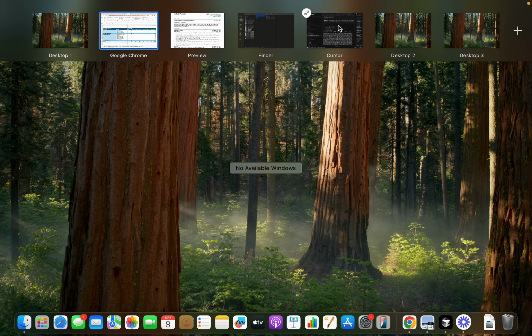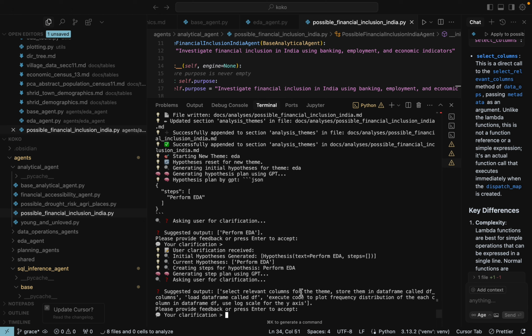It has taken that and given it to the GPT API, and given us a short plan. Let's simply perform EDA, and we confirm that it is okay. Now it will break that simple task into three steps. First is selecting columns, then loading the data, and then checking the frequency distribution of the data. We are fine with this plan, and we allow it to execute now.